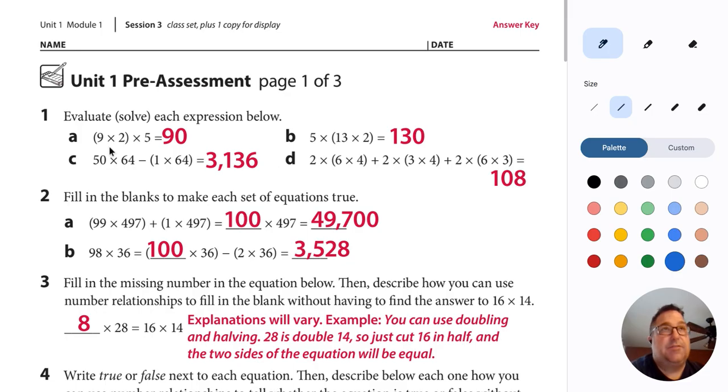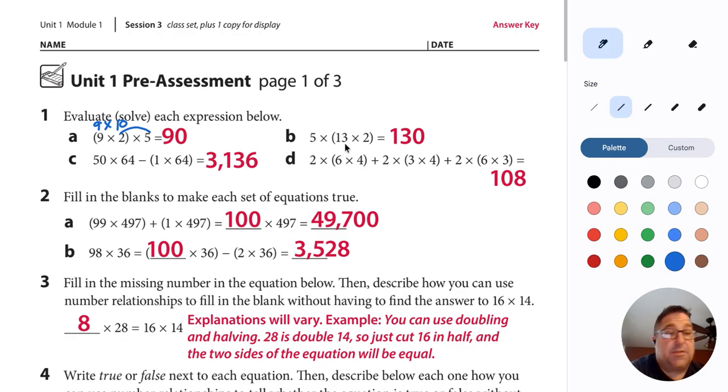We see 9 times 2, that's 18. What's 18 times 5? Well, you know what? Let's do 2 times 5 to get 10. And then now we just have 9 times 10. That's how they get 90, okay?